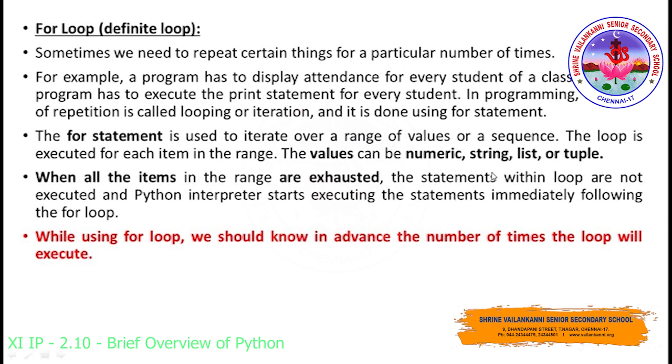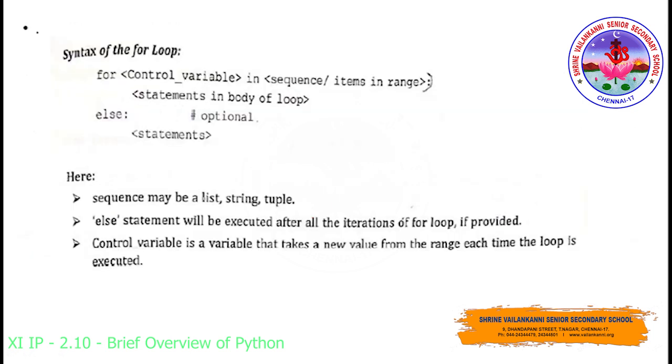When all the items in the range are exhausted, the statements within the loop will not be executed, and immediately it will follow the statements after the for loop. So this is how it works. Without any delay, we'll directly go to the example to understand in depth. So this is the syntax of the for loop.